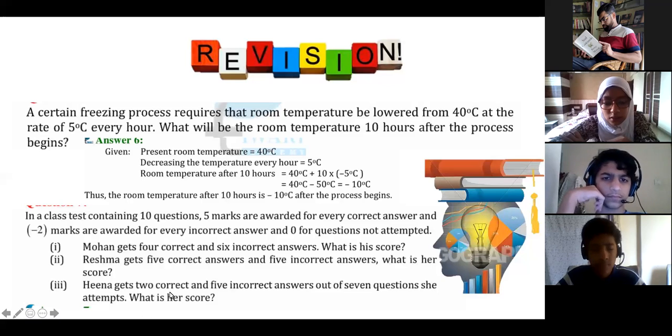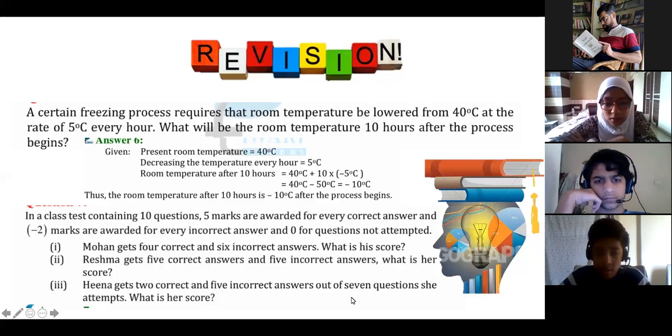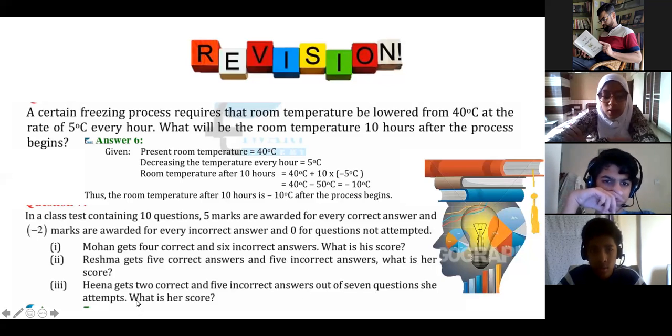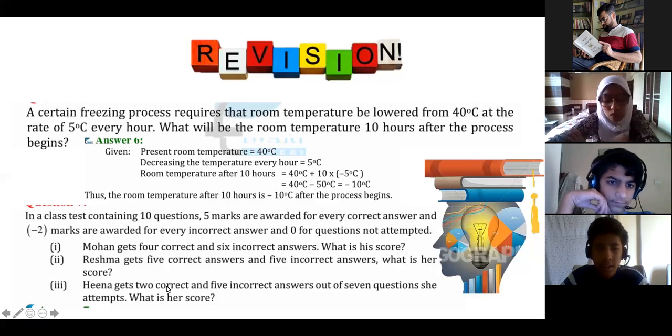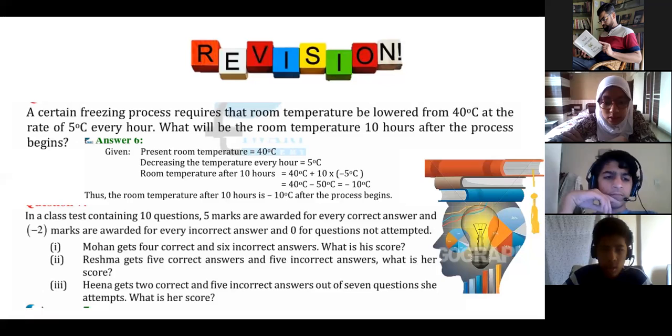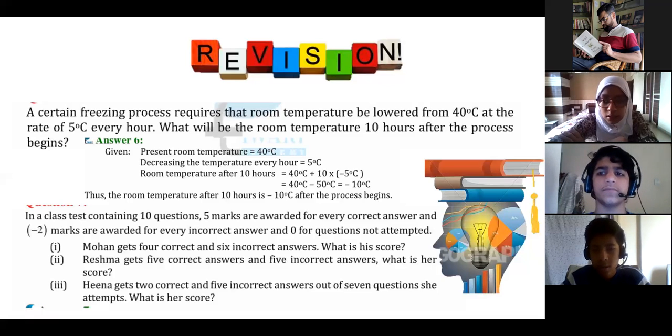Hina gets 2 correct and 5 incorrect answers out of 7 questions she attempts. So only 7 questions she attempts, the rest she did not attempt. So what is her score? 10 marks for a correct answer. How many marks for an incorrect answer? Minus 10. So what is her score? 10 minus 10? 0.